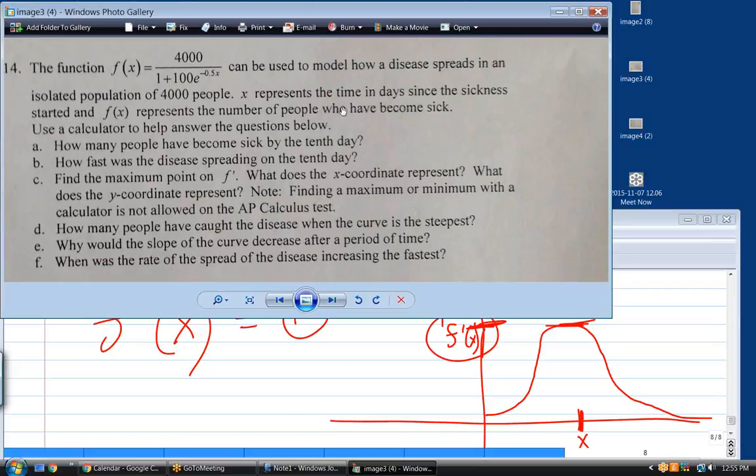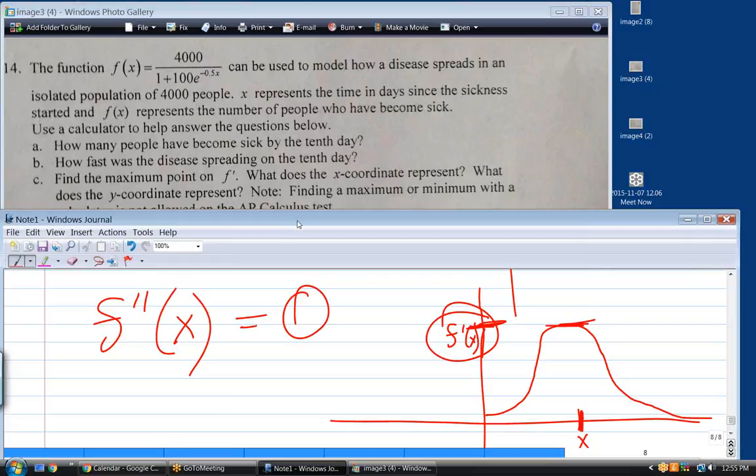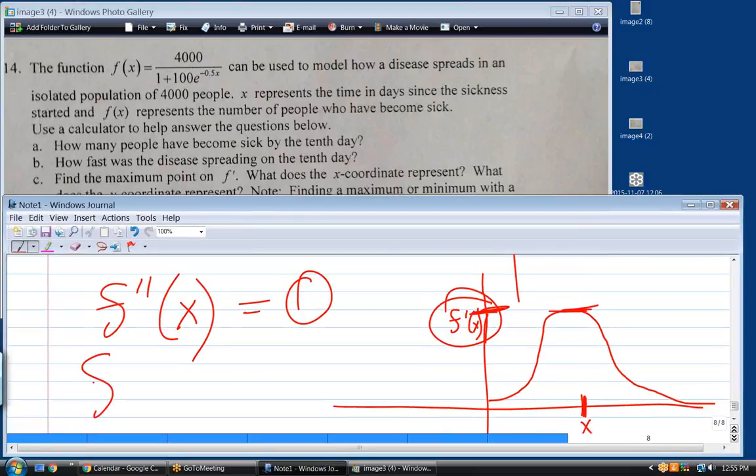So we can go back to the original function. Remember what f of x is. F of x represents the number of people who have become sick. So it's f of whatever this x turns out to be. We didn't actually calculate it because I didn't want to take the time, but whatever that number of days is, plug it into the original function, and it'll tell you how many people have gotten sick. That's what f of x is.